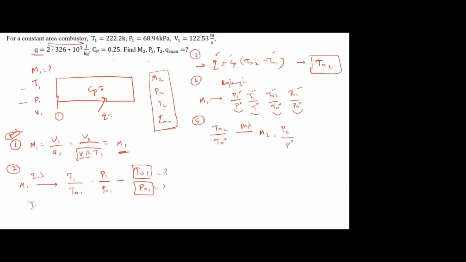So P2 by P star, T2 by T star, T naught 2 by T naught star. Sorry, P naught 2 by P naught star. So we know all the star properties. We can find P2, T2, P02, M2, etc. and all. Additionally, they asked Q max.